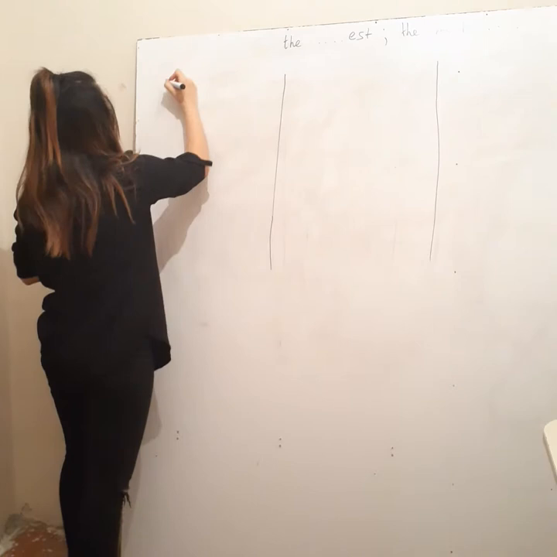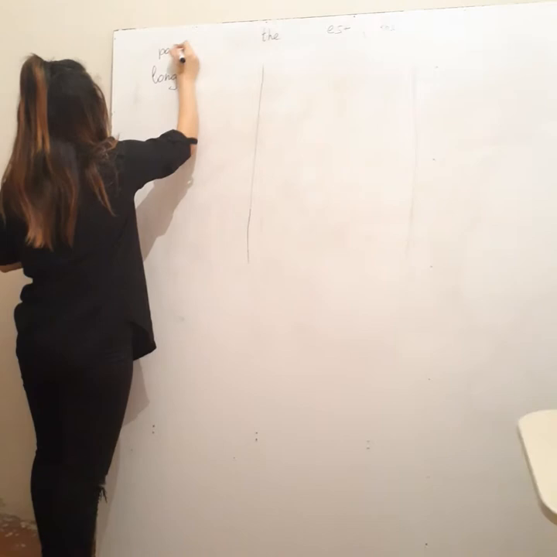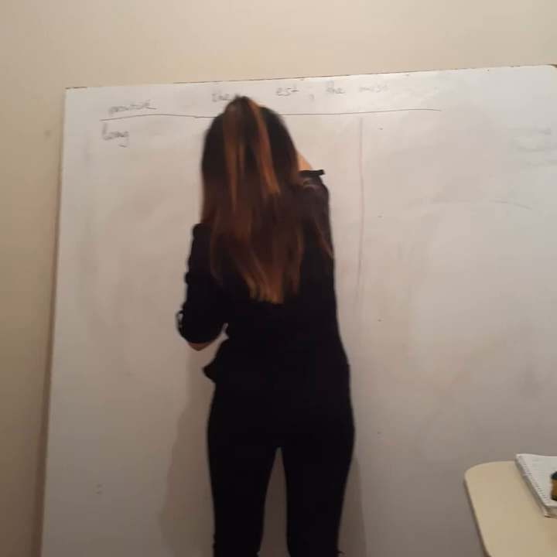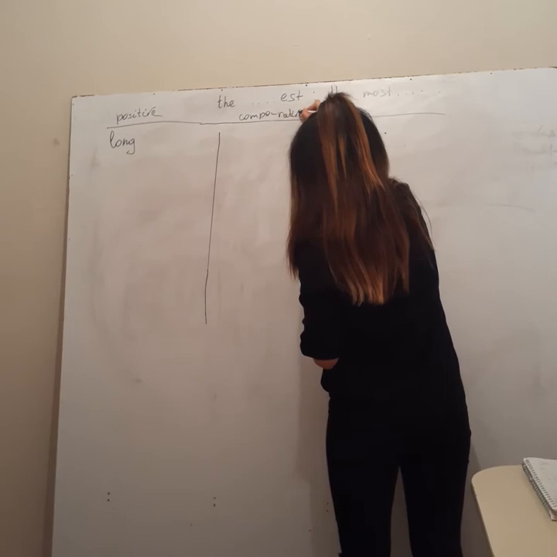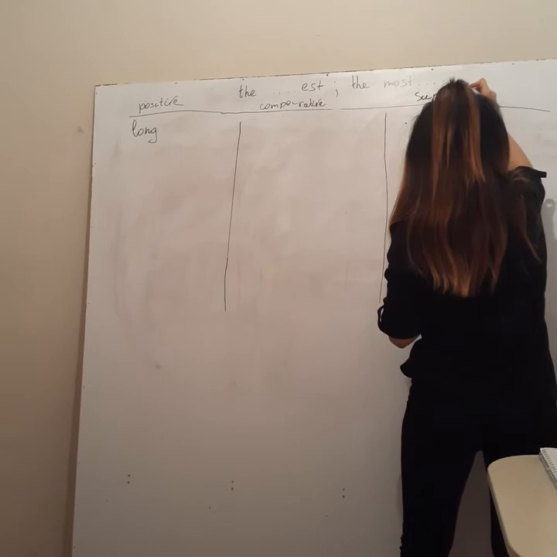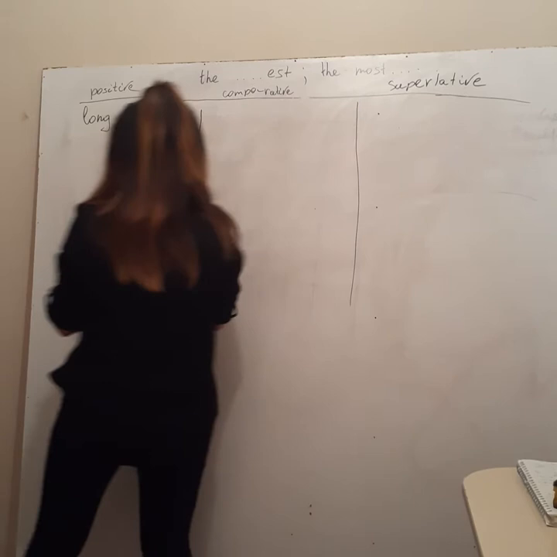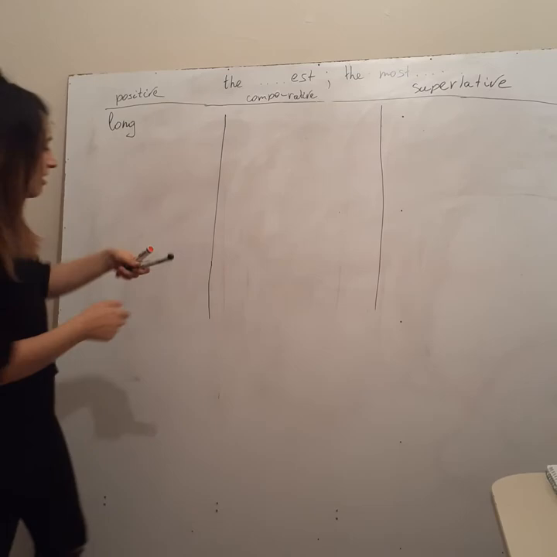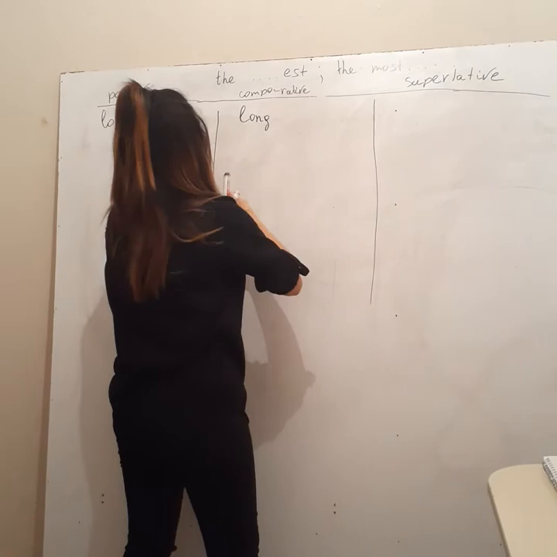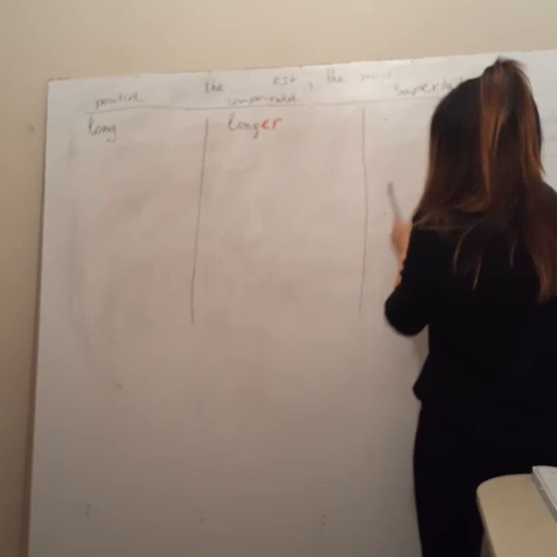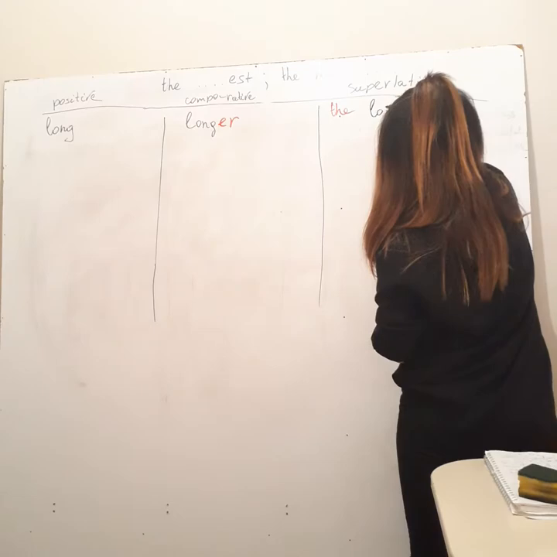-est, for example, long. I must write here positive, comparative, and here superlative. Okay, long. What is the comparative of long? Longer. Okay, good job. Longer. And the longest. We must only add -est to the end.